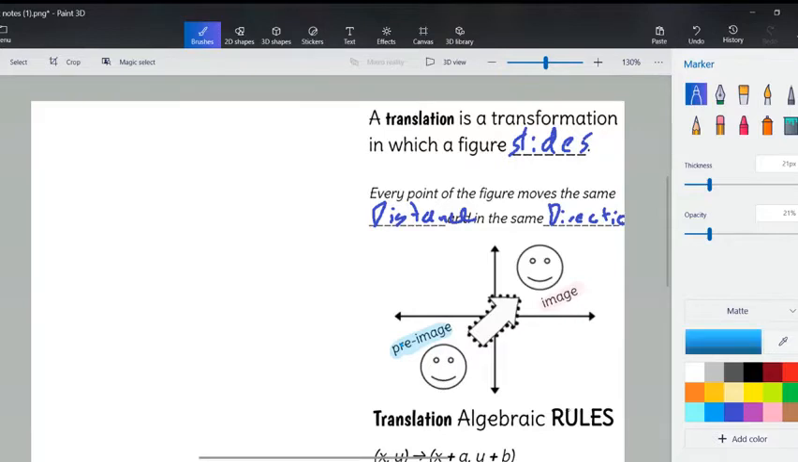So our pre-image is this little smiley face right here, this little guy looking all happy, and our image is this little guy. I don't know why they call it pre-image and image instead of just image and post-image, but the smart math people that came up with this decided to call it a pre-image and an image. A pre-image is what we start with, and an image is what we actually end with.